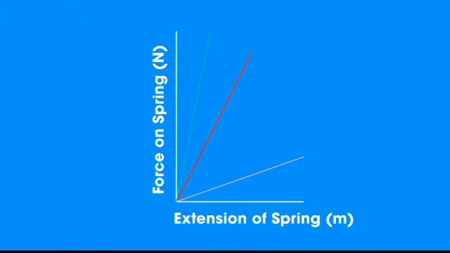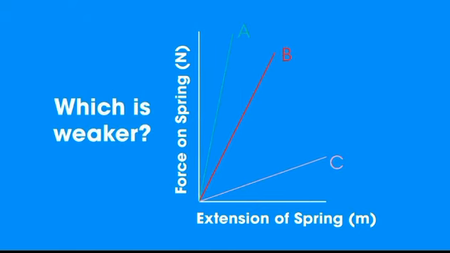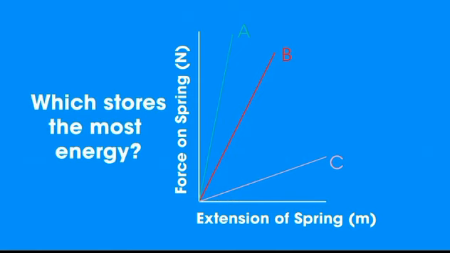Which is the weakest spring, A, B, or C? Pause the video while you think. Well, C is the weakest spring, needing only a small force to make a big extension. And which spring will store the most energy if they are all extended by the same amount? Spring A will store the most energy because it needed the largest force.